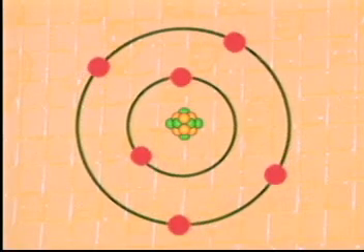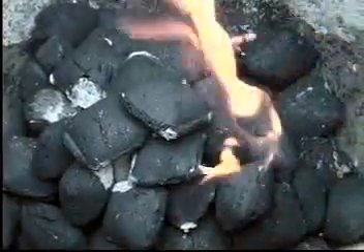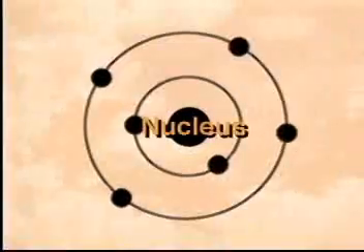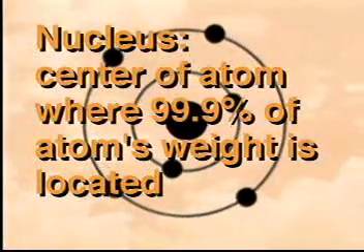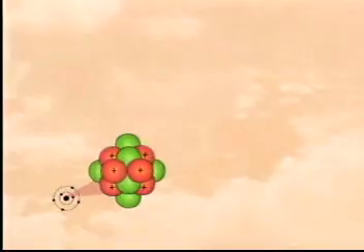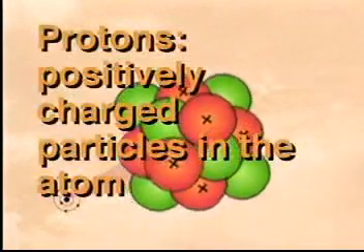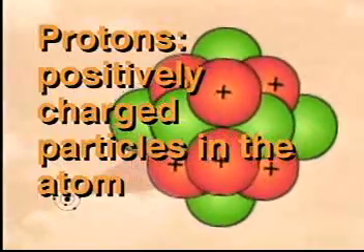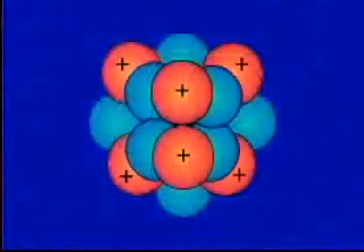This is an atom of carbon, a substance found in charcoal and diamonds. The nucleus is the center or core of the atom. It is where 99.9% of an atom's weight is located. The nucleus contains protons, as seen here in red, and neutrons, seen here in green. Protons are positively charged particles, symbolized here by a plus sign. All protons are the same, no matter what type of atom they are in.